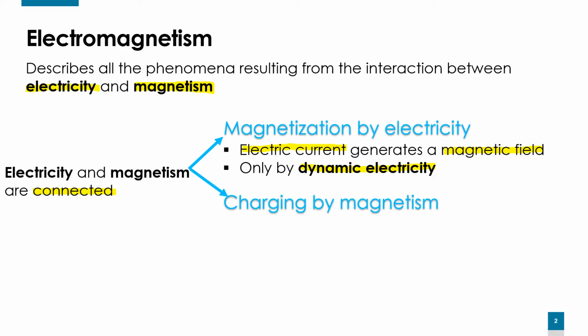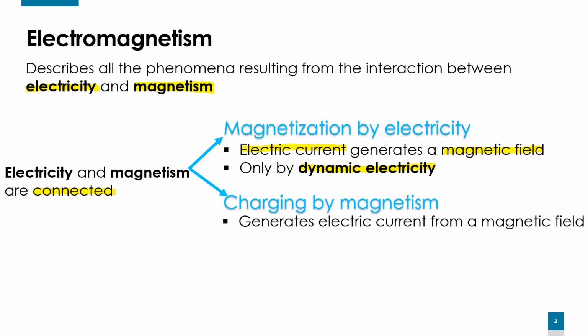And the other is charging by magnetism. This is the opposite. I'm creating electric current from a magnetic field, and this one we call electromagnetic induction. So we have two kinds of electromagnetism. Magnetization by electricity is when I create a magnetic field from an electric current, and charging by magnetism is when I create electric current from a magnetic field. Okay, so we're going to be talking about each of them now.